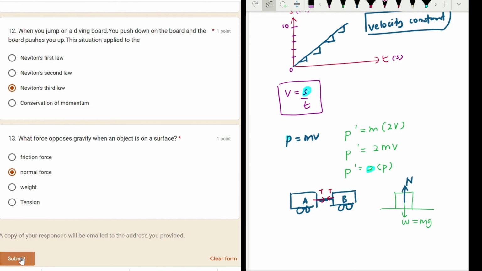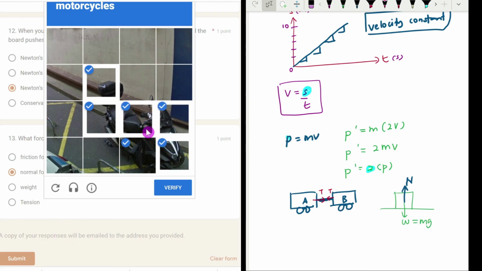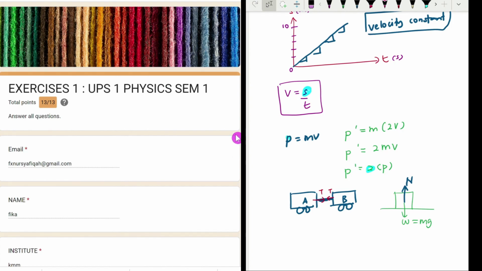So pass. This one. Okay. So berapa markah kita? Yay, full mark, 13/13.